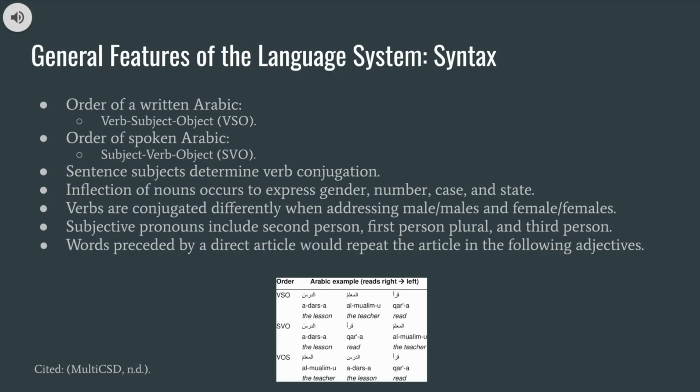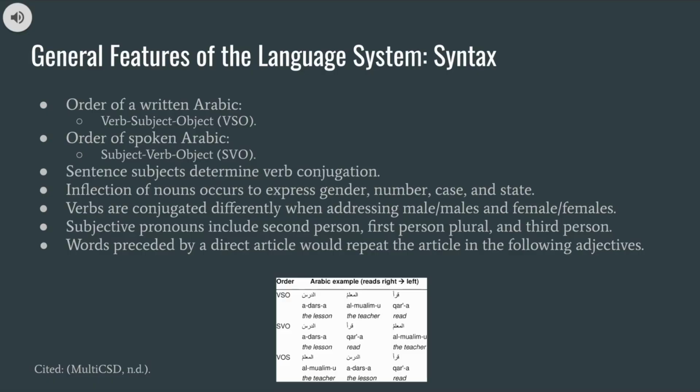Syntax in Arabic includes different order for verbs and their subjects. The order of written Arabic is verb, subject, object, and spoken Arabic is subject, verb, object. The sentence subjects determine the verb conjugation. Also, the inflection of nouns can express gender, number, case, and state. Gender includes masculine and feminine forms with no markers for masculinity. Number markers can indicate the singular, dual, or plural forms.